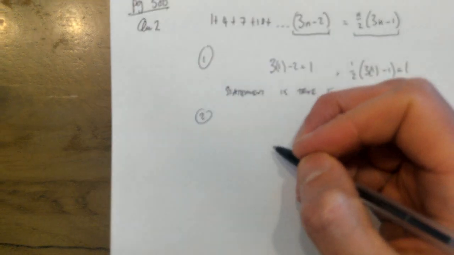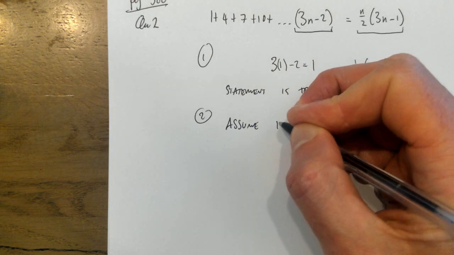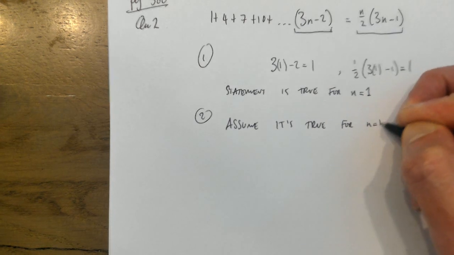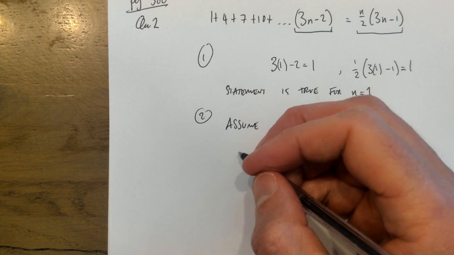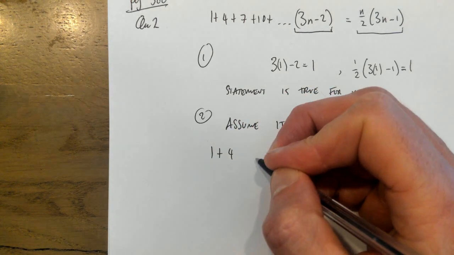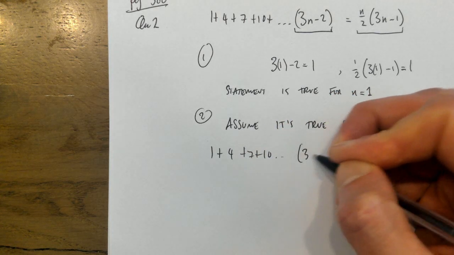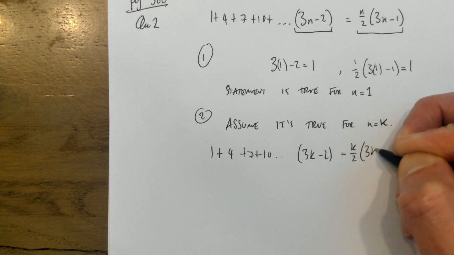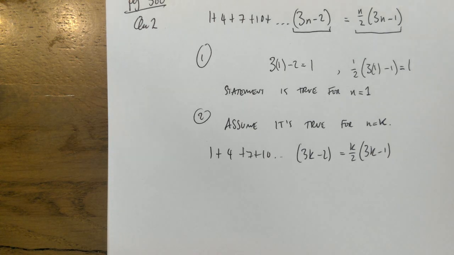Step 2 is we're going to assume it's true for n equals k, so any other number for n basically. So we're going to say that we're assuming that 1 plus 4 plus 7 plus 10 up to 3k minus 2 is equal to k over 2 times 3k minus 1. We're assuming that it's true. It's going to help us with our next step.